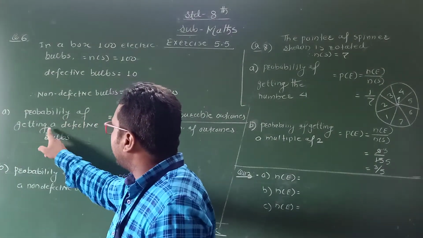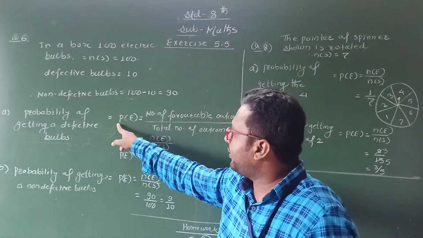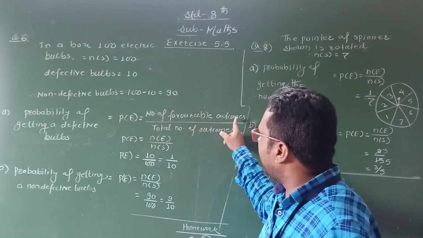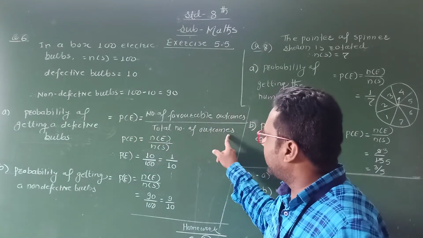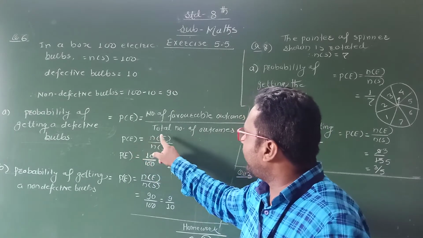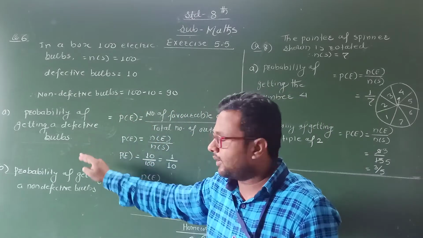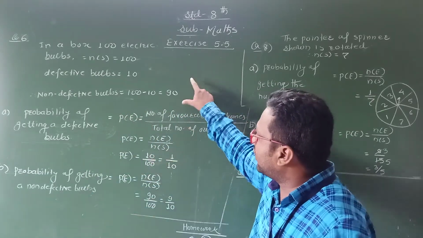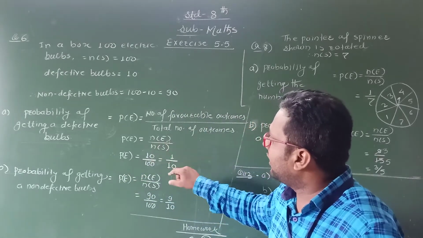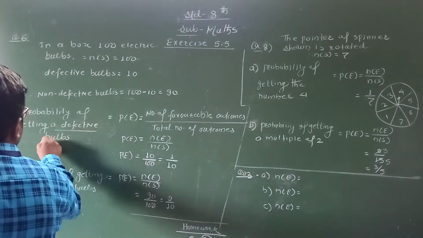Probability of getting a defective bulb is equal to P of E, that is the probability of the event, is equal to the number of favorable outcomes upon the total number of outcomes. The formula: P of E is equal to N of E, that is the number of favorable outcomes for the given event, upon N of S, that is the total outcomes. Clear? Then P of E is equal to N of E upon N of S. Now this is the probability for which event? Getting a defective bulb.